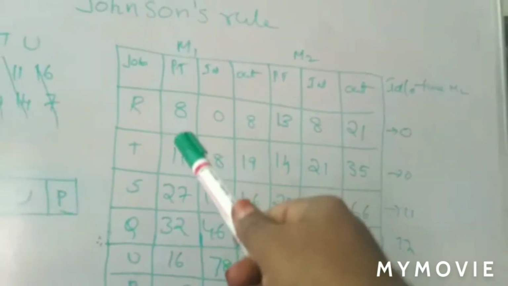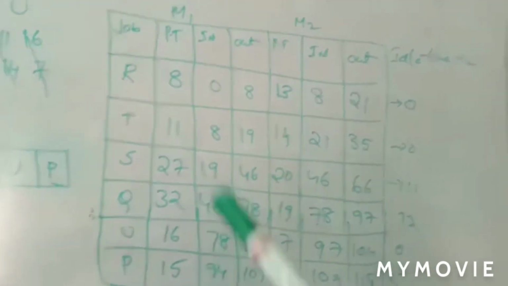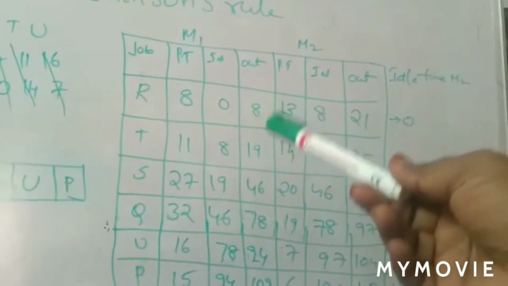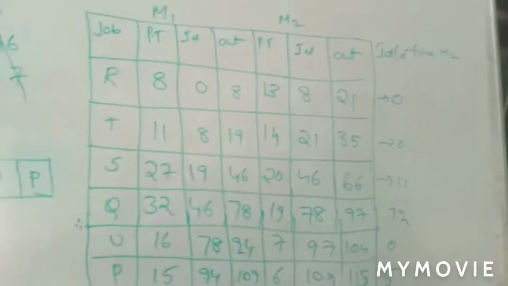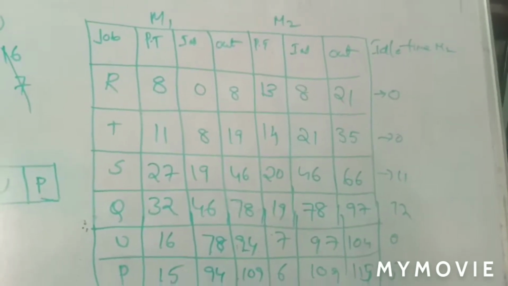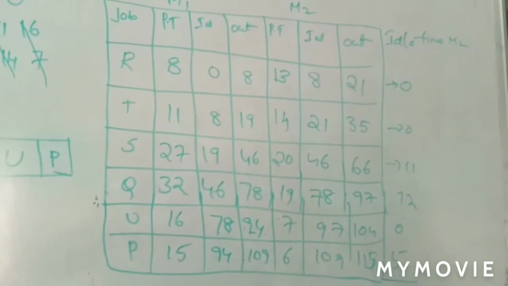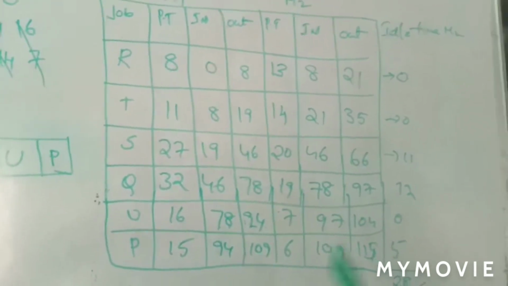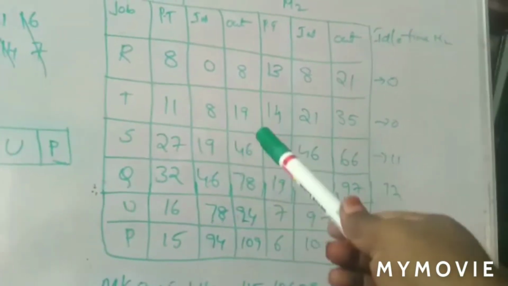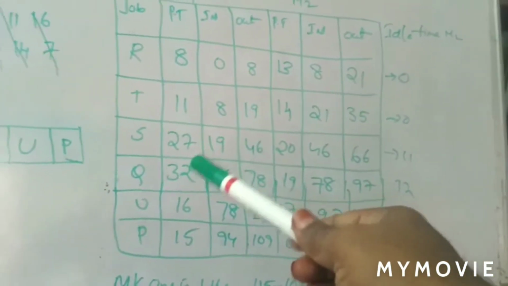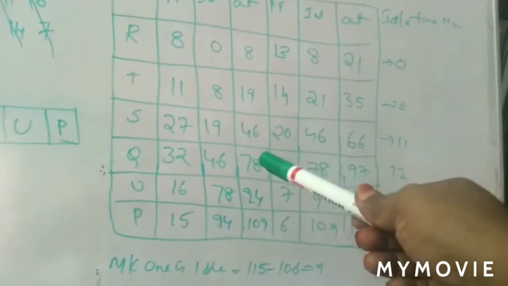Now the processing time is 8, that is already given in your problem. That means the in time is 8, since the job is itself in machine 1, so the out time is also 8. There is no doubt. Next, for job T, the processing time is 11 and the previous out time is 8, so 11 plus 8 is 19. Similarly, the processing time of S is 27 and the previous out time is 19, so 27 plus 19 is equal to 46.